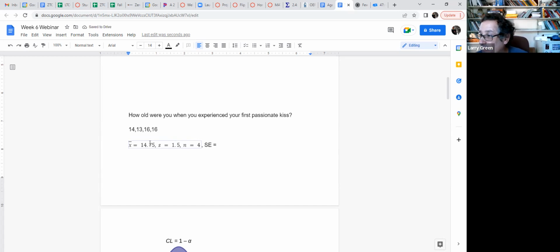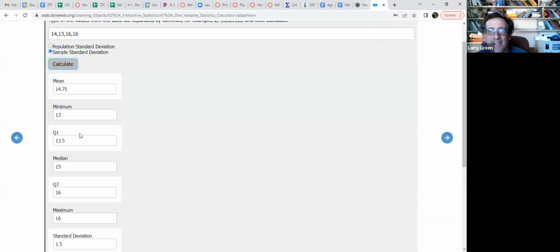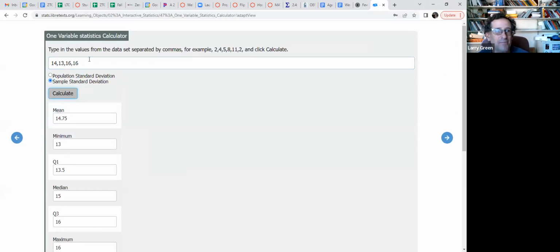And N is 4. Sample size was 5. If it was 5, then someone put in one that I didn't see: 14, 13, 16, 16, 15. There's the last one I didn't get. That's going to change everything. So now we can put in the 15.